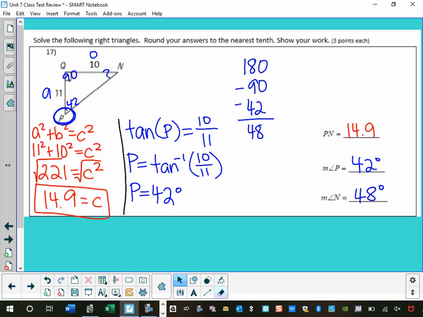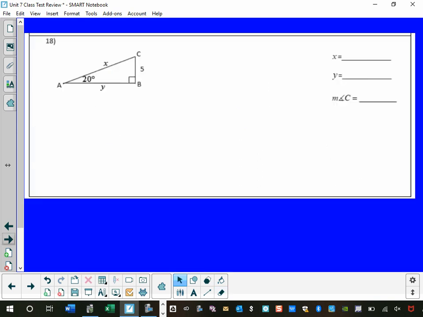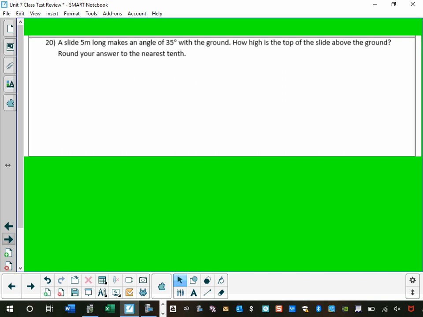All right, let's do one word problem and then we're done. Let's do number 20. I don't have 20. I got one. Is it not the last page? It's only 18.